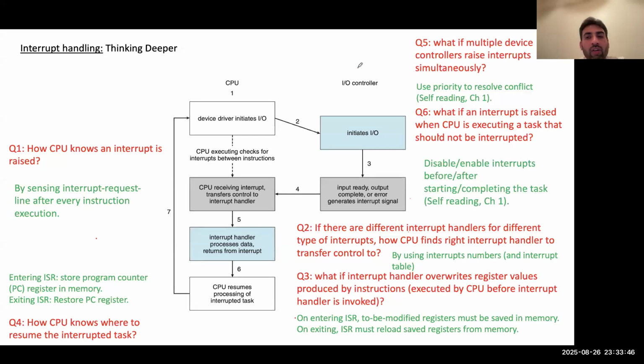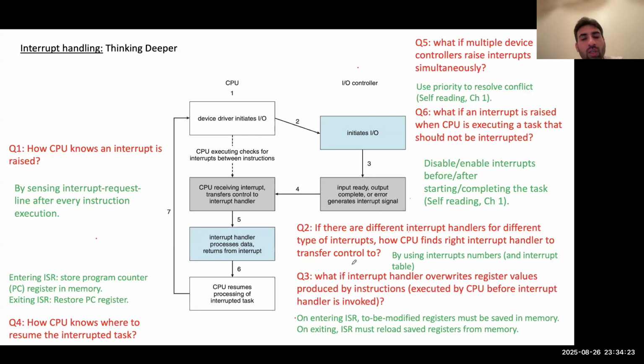Okay, and what if an interrupt is raised when the CPU is executing a task that should not be interrupted? If you don't want the interrupt to happen when you are executing a critical task, then before starting the execution of the critical task, disable the interrupts, and once you are done with that critical task, re-enable the interrupts upon the completion of the task. Which basically means that once you re-enable them, you will be able to take care of the interrupts.